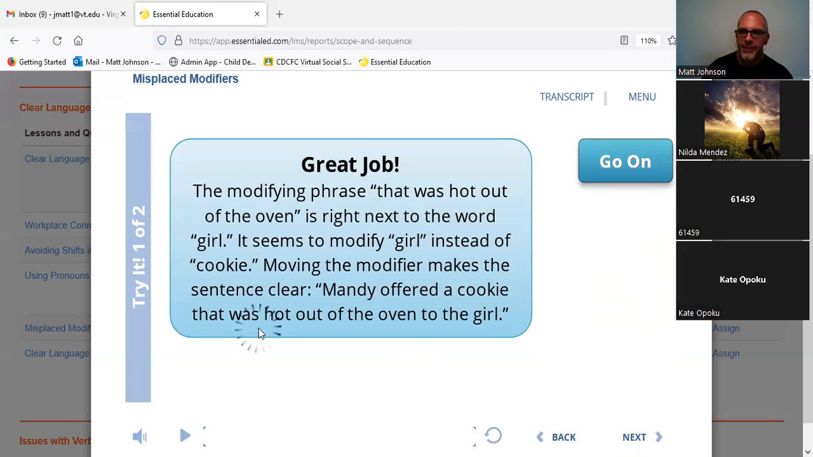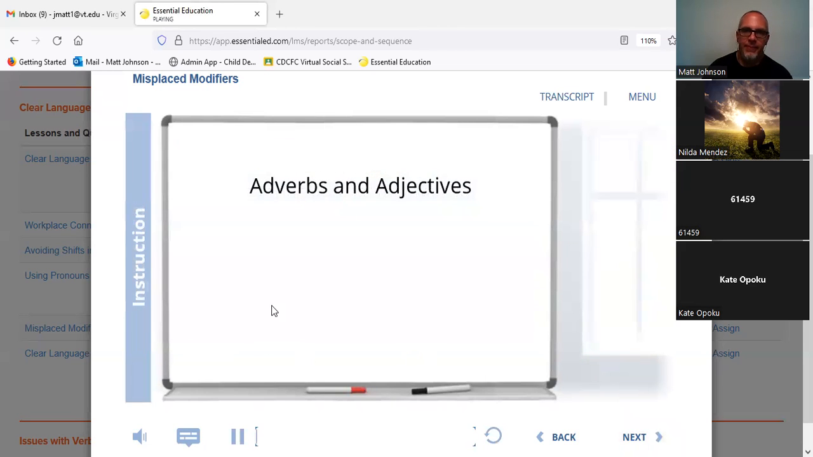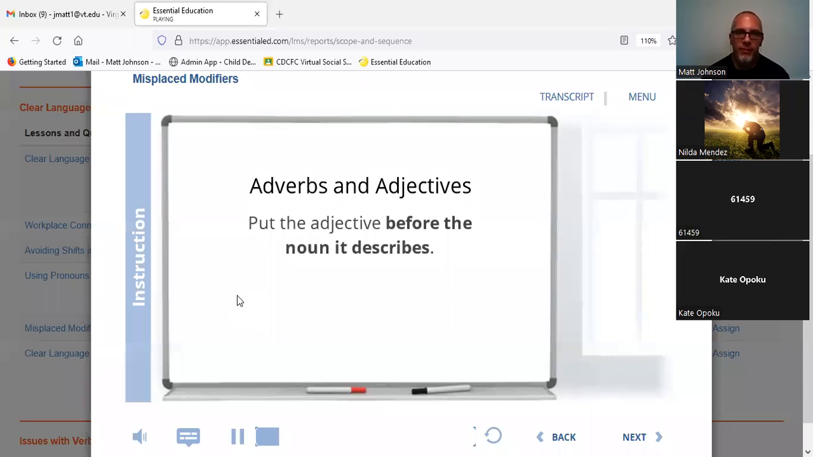Let's see what else we got here. You can see how phrases can be confusing in the wrong place. The same is true of one-word modifiers, like adverbs and adjectives. If adjectives are in the wrong order, it can be confusing. First, I want to put the adjective before the noun it describes. If I say the old man's shirt, it means the shirt belonging to the old man. If I say the man's old shirt, it means the old shirt belonging to the man. That's because man and shirt are both nouns. The adjective old goes with the noun that's right after it.